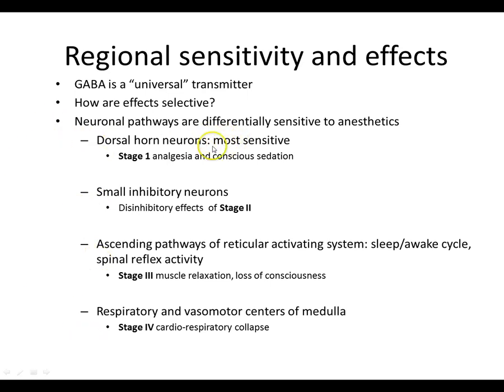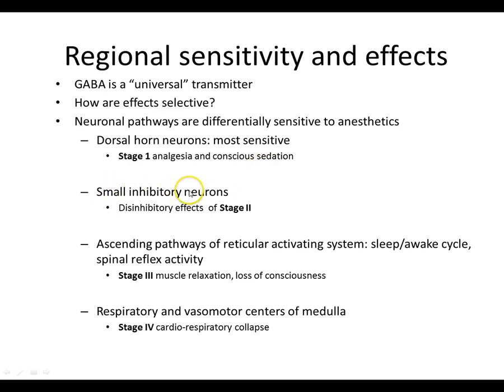The neurons that are most sensitive to general anesthetic activation of their GABA-A receptors, and therefore are going to be inhibited at the lowest levels of the general anesthetics, are dorsal horn neurons, which carry pain signal. So again, pain transmission is the first thing that will be lost as you start undergoing general anesthesia. And this corresponds to stage 1 of anesthesia when you have analgesia, and you can also experience conscious sedation.